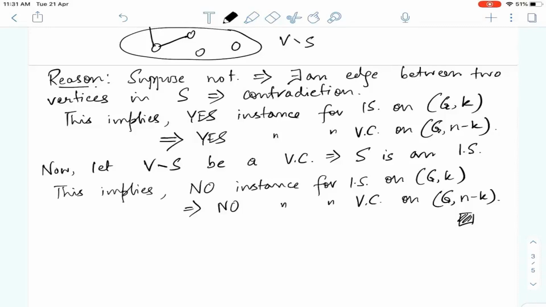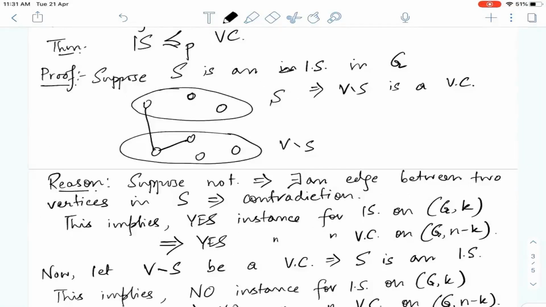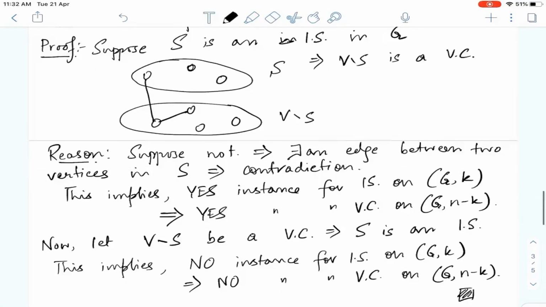In fact, this is a very easy example of a reduction, because we did not really construct anything. We just made this observation that if S is an independent set, then V minus S is a vertex cover. That's it. We did not have to construct a different graph or anything. But we will see more involved examples where we indeed have to do some additional constructions. So before that, are there any questions about this? Let's take a pause for a minute.